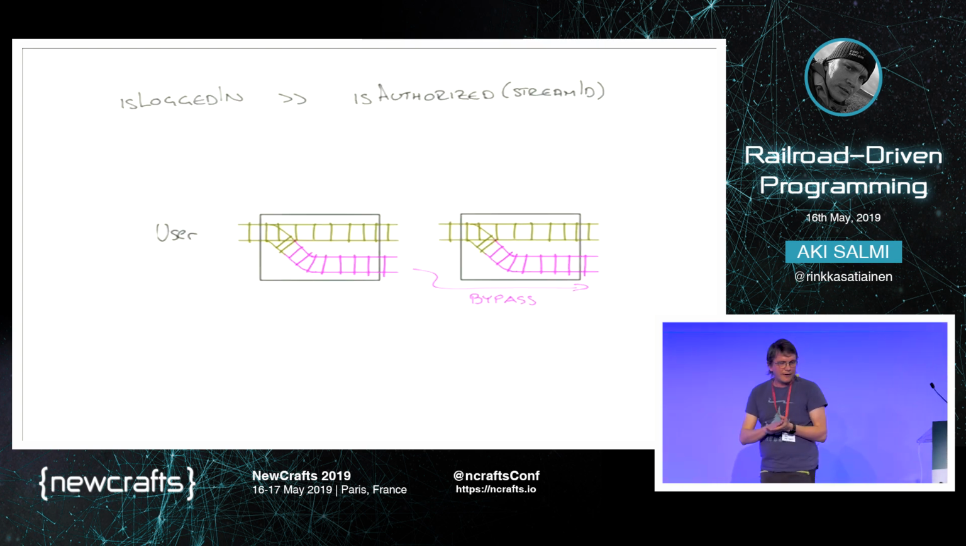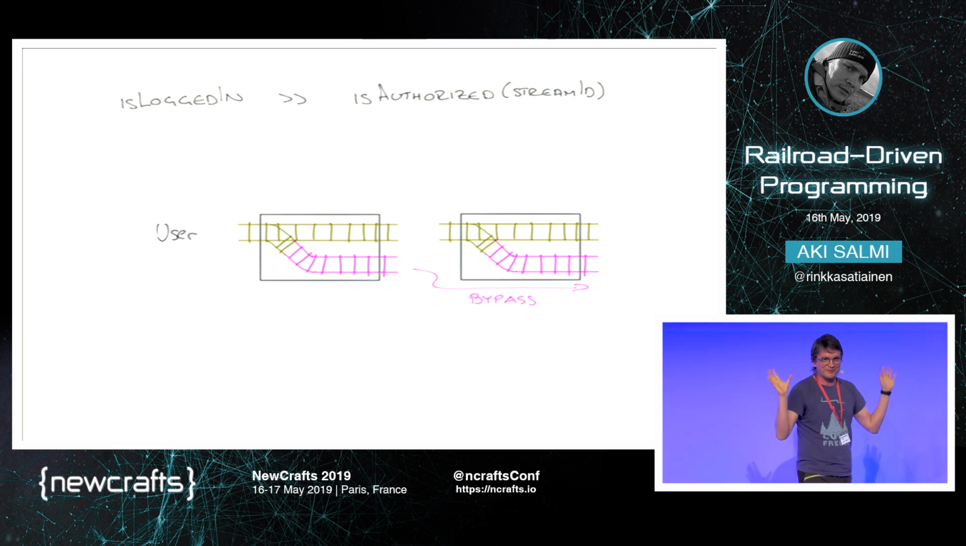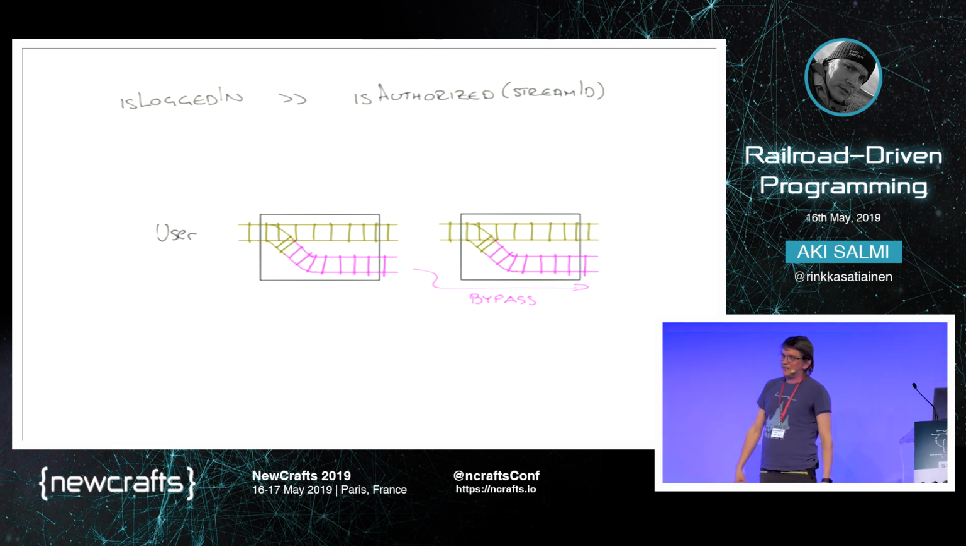So the thing is, I now have two of these functions, the isLoggedIn and isAuthorized stream ID functions, and I need to compose those together. And this is the part where I would say that F# for Fun and Profit is a good place to start reading why this works, or what Clement had.